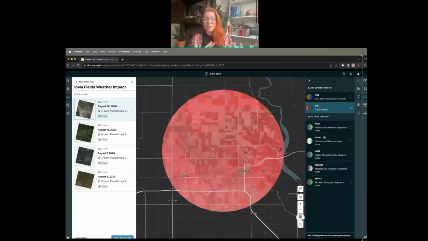So if you're seeing data that looks like that, you can bring it into this hosted data option, play around with the stretch and see, okay, can I see the things that I want to see in this data or not? If I can, download it. If I can't, move on and look for imagery from another day.